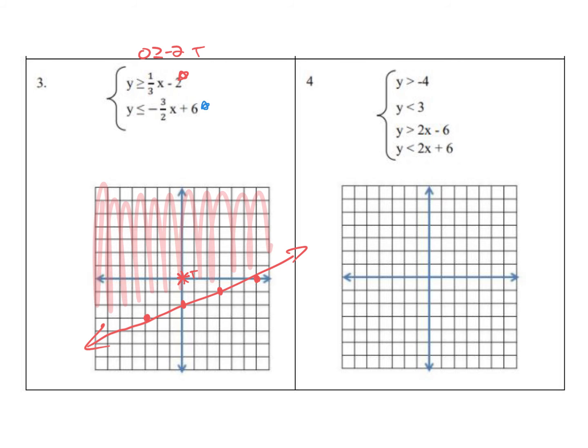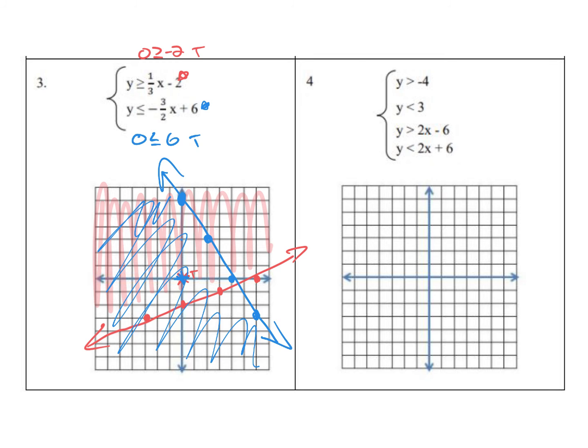If we're going to take a look here, make that one blue. So that's going to start at a +6. 1, 2, 3, 4, 5, 6. Down 3 over 2. Down 3 over 2. Down 3 over 2. This one is also solid. Test out our point. 0, 0. Is 0 less than or equal to 6? That is true. So that means we're shading underneath.